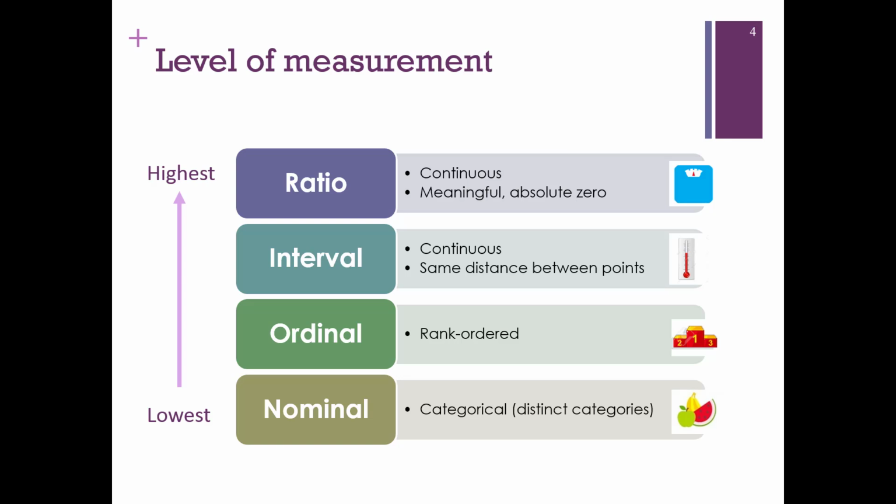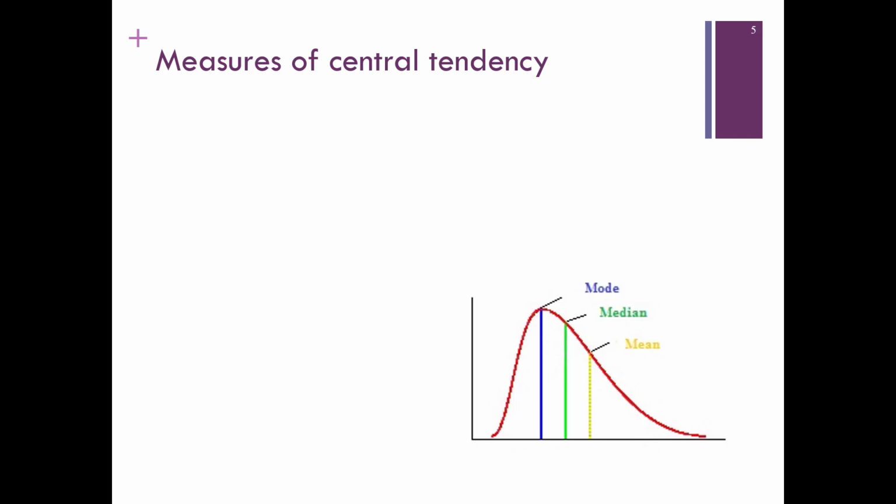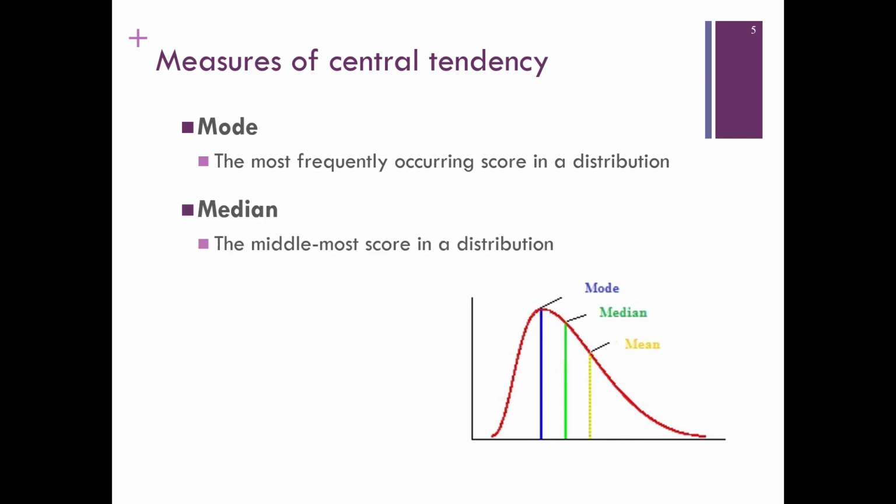So let's talk about measures of central tendency first. And so there are three types. First is the mode, so the most frequently occurring score. Then there's the median, which is the middlemost score in a distribution. So if you line up all the data points from lowest to highest, median is a smack middle. And then there's the mean, which you know to be the average score.